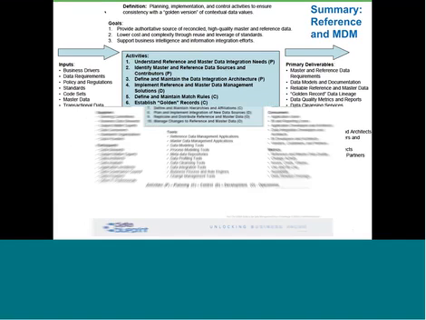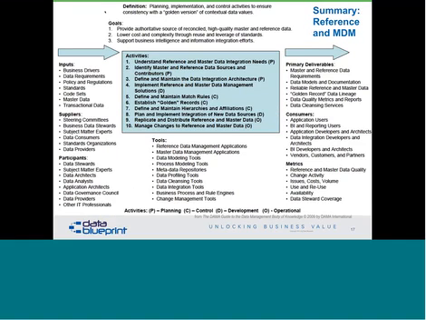So let's look, and this is from the DAMA Guide to the Data Management Body of Knowledge. Here, it's the one-page summary of reference and master data management. It kind of gives us a roadmap of where we're going to go.